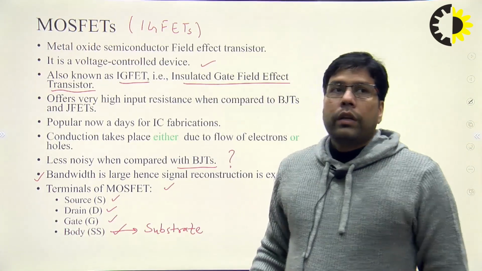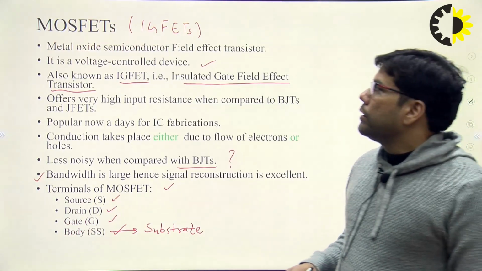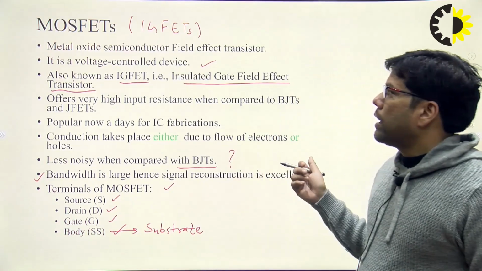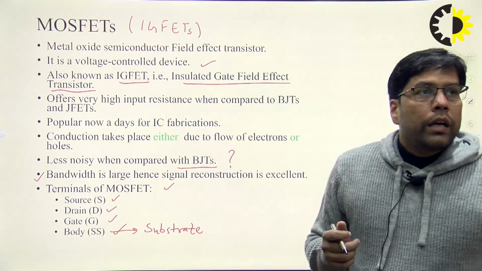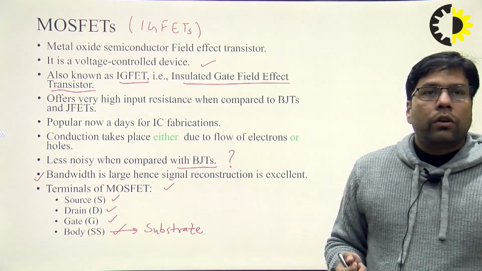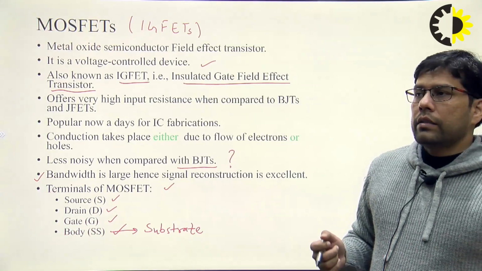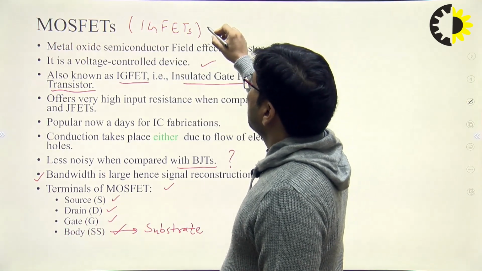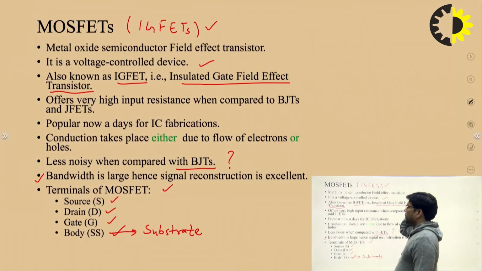So MOSFET, as you can see, is a metal oxide semiconductor field effect transistor. It is a kind of voltage control device, also known as IGFET, that is insulated gate field effect transistor. So the other name of the MOSFET is IGFET.